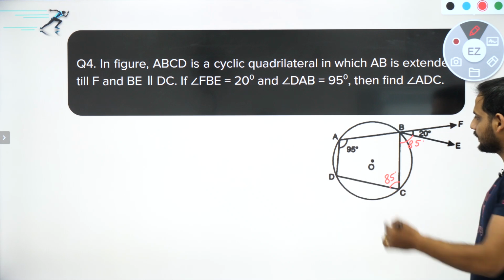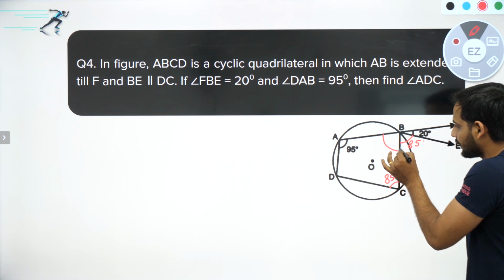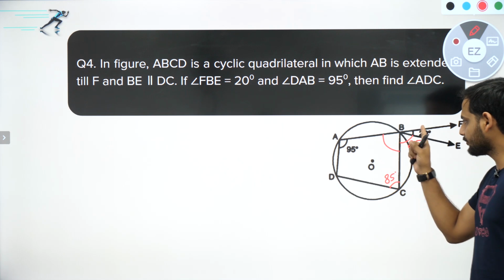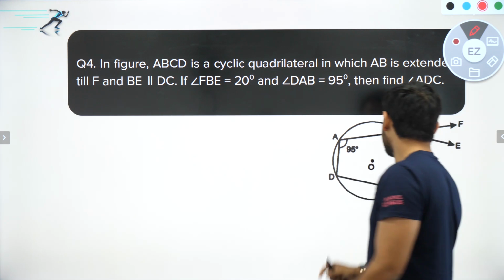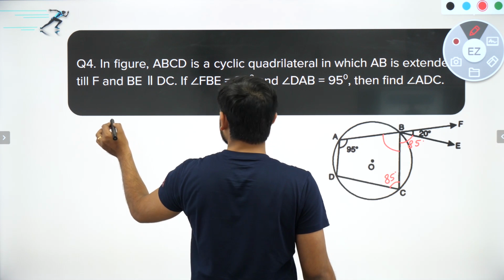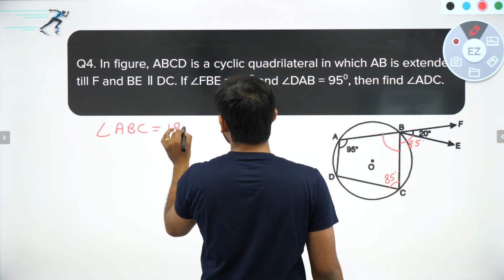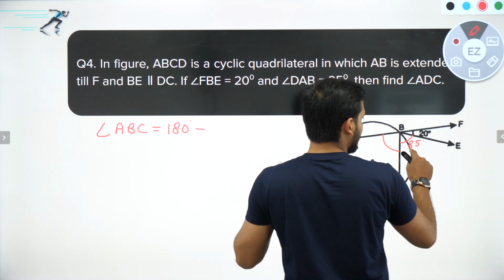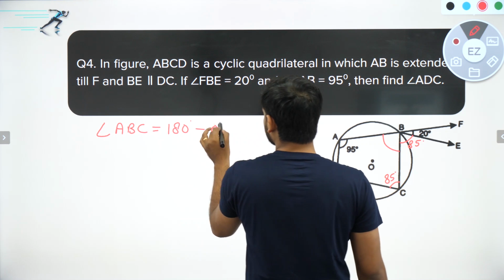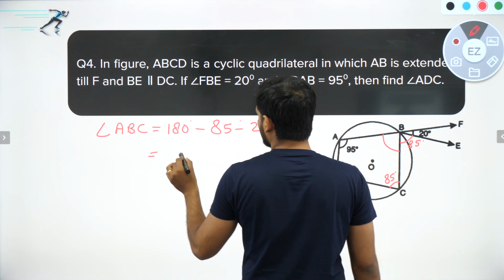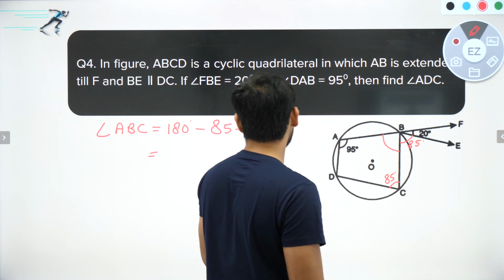Now you know, bachcho, that this angle also we can find out, yes or no? Yes sir, because ABF is a straight line, so this whole angle should be 180 degrees. So what will this angle ABC be? Angle ABC will be equal to 180 minus 85 minus 20. Correct? So what are you getting? 180 minus 85 minus 20, 105.